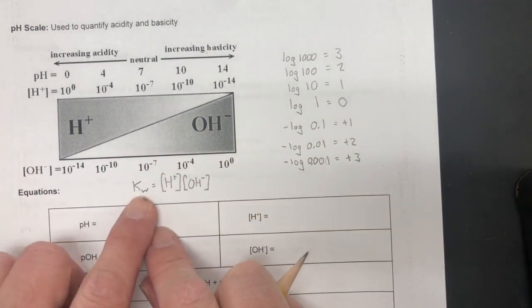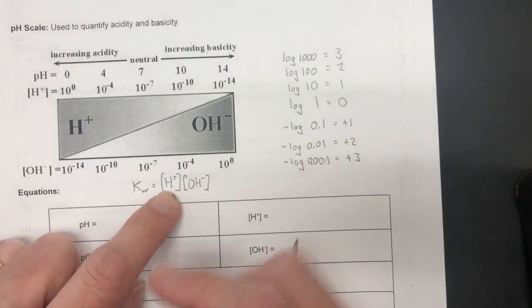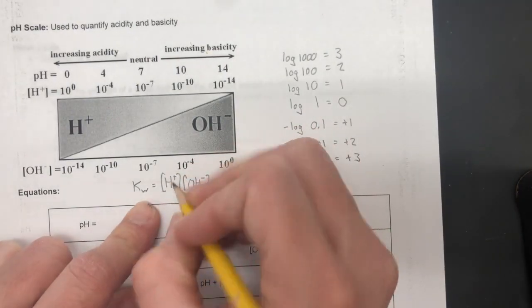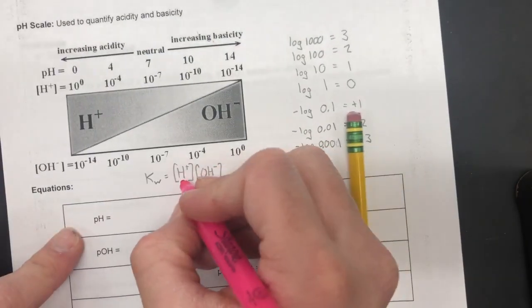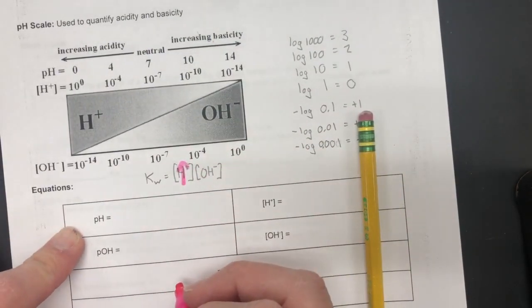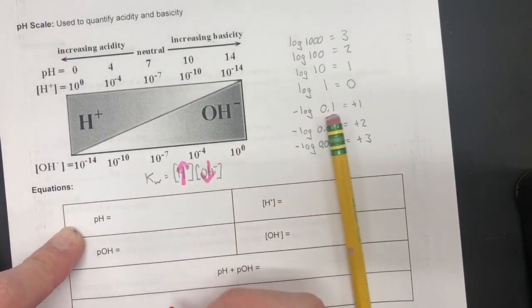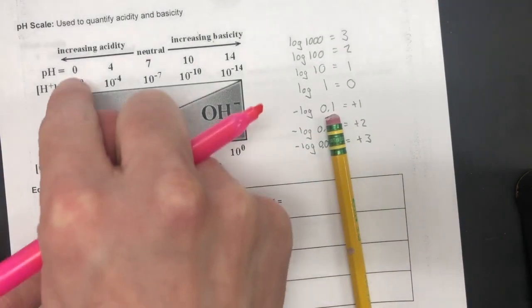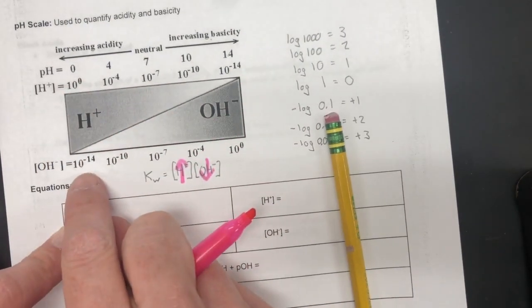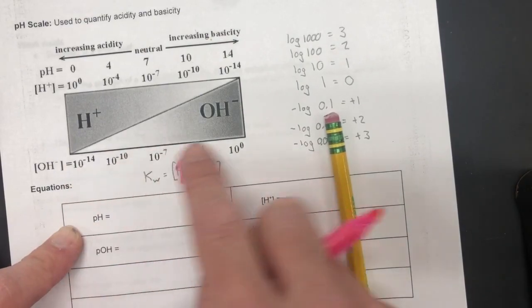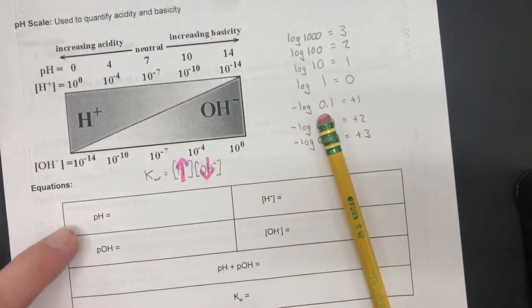So this number, Kw, is always the same. It's constant. That means if we increase the hydrogen ion concentration, if this number goes up, well, that means the hydroxide ion concentration has to go down. So the more hydrogen ion is in the solution, the less hydroxide ion is in solution, and vice versa. The more hydroxide is in solution, the less hydrogen that's in solution.